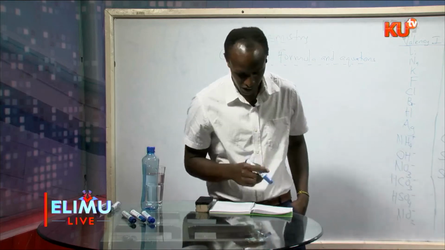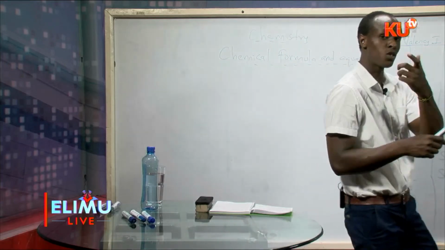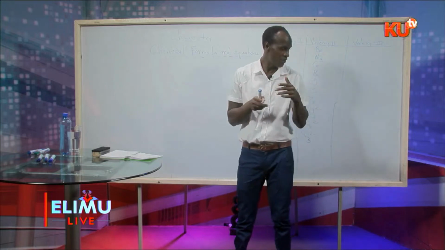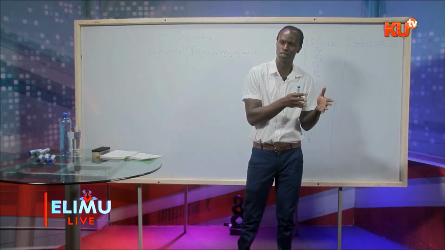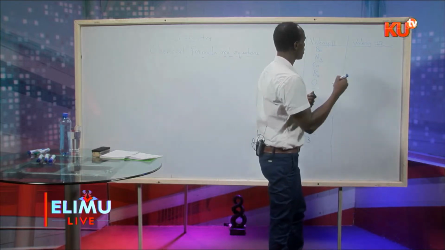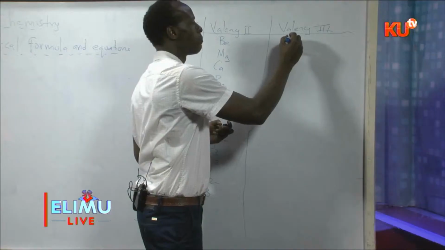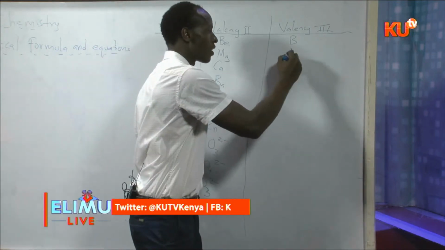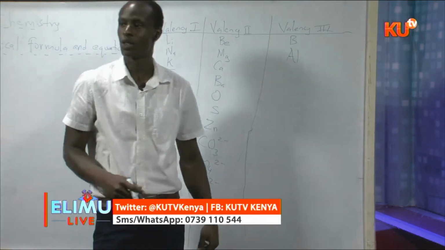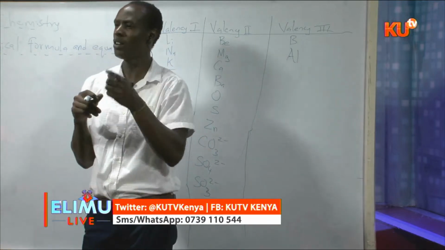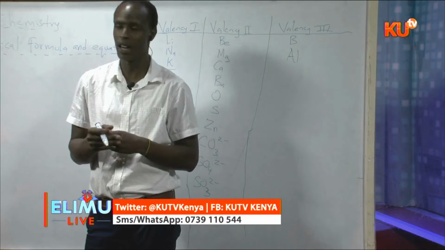Now let's move to valency 3. For valency 3, they need to lose or gain 3 electrons. So they're either in group 3 or in group 5. If they're in group 3, they'll lose 3 electrons. If they're in group 5, they'll gain 3 electrons. A common element in group 3 is boron, B for boron. We also have Al, which is aluminium. Those are the 2 elements at our level, from element number 1 to 20, though the list goes down.